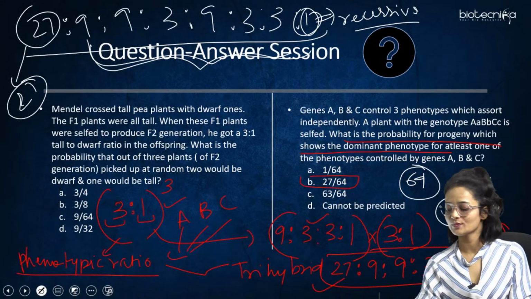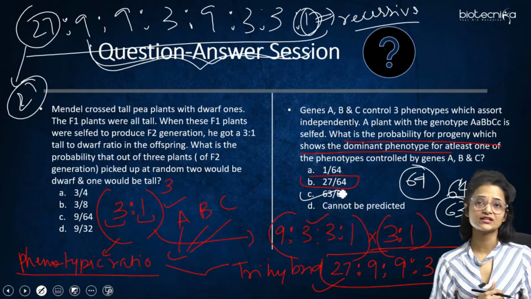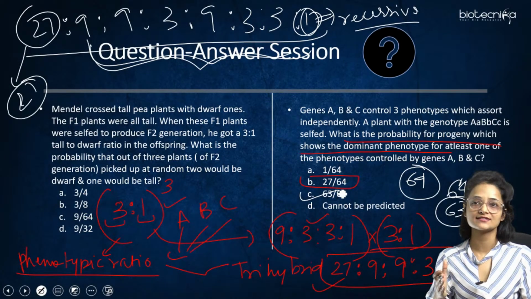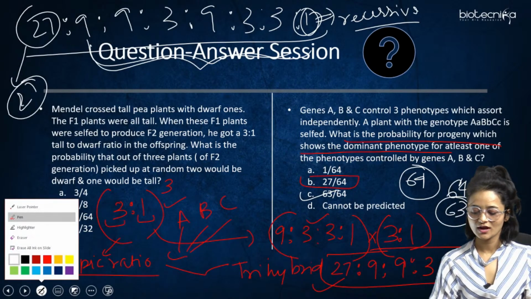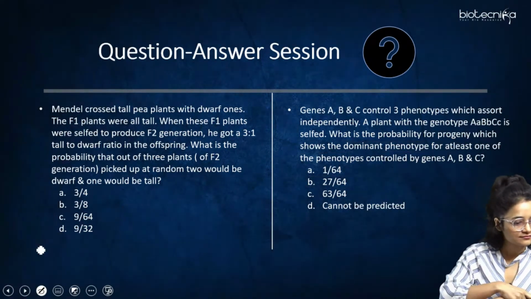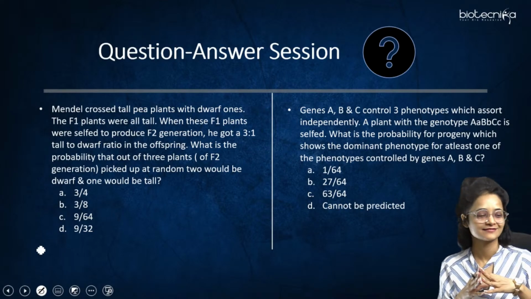So the ratio here would be 63/64. So this would be the correct answer. You have to just minus the recessive one. Did you understand? Did everyone understand this particular question, or you want me to repeat it? Or you got confused or something?